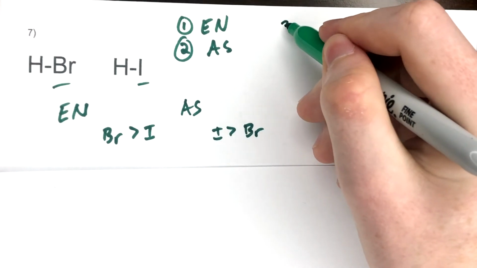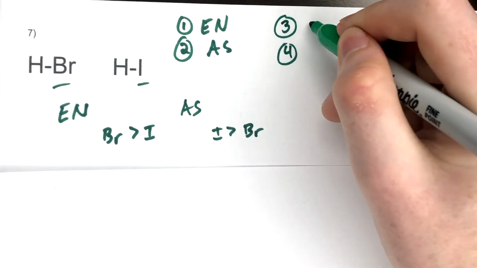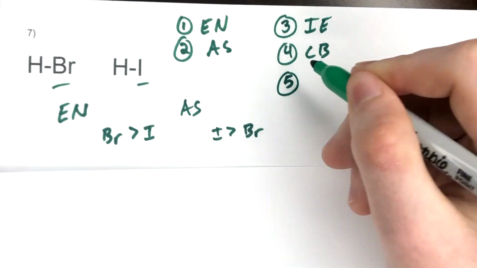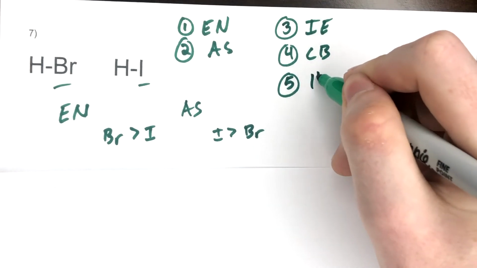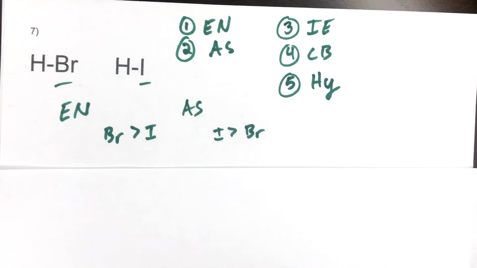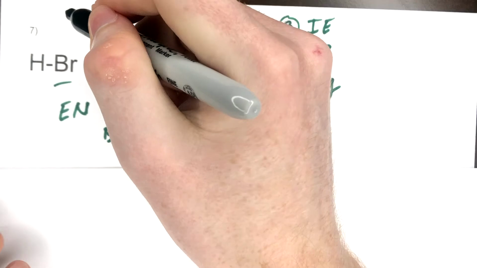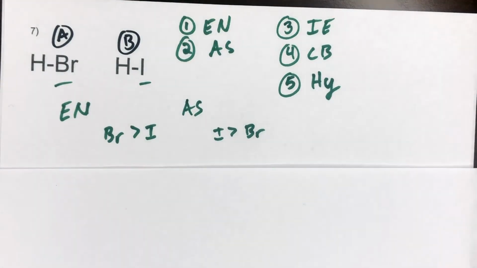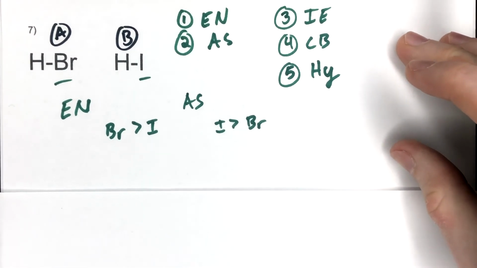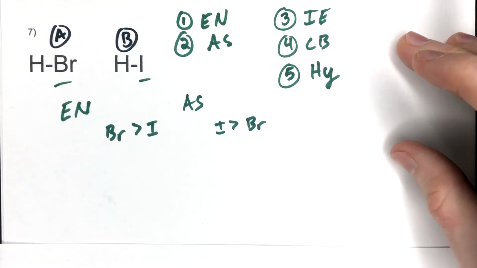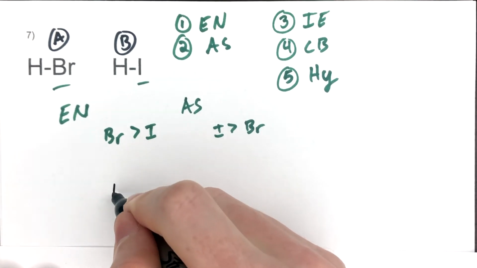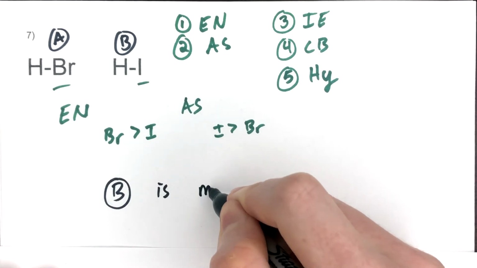And then there's no difference in any of the other effects. So there's no inductive effect, no conjugate base stabilization difference by resonance, and no hybridization difference. So again, now the question becomes, which one wins? Does the electronegativity win or the atomic size win? As we've mentioned a couple times now, the atomic size is the more contributing factor to acid strength when comparing it to electronegativity. So what this means is B is more acidic than A.